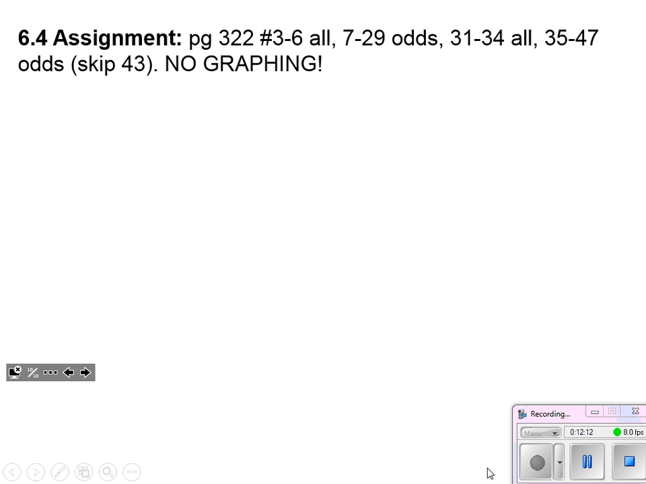Your assignment for section 6.4 on these transformations, yes, there are a lot of problems. 3 through 6 all, that's a matching section, so is 31 through 34. But for all of the odd problems, 7 through 29 and 35 through 47, we are skipping 43. It says to graph, do not graph them. I just want you to list off those different transformations. We want to be automatic with that. That does it for section 6.4 here in Algebra 2.